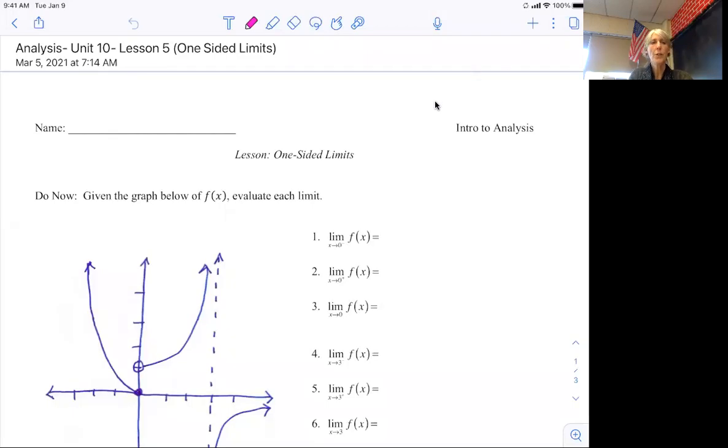Hi everyone, today we're on Unit 10, Lesson 5. We will be talking about one-sided limits. We already talked about this a little bit earlier in the unit, but let's review before we begin.